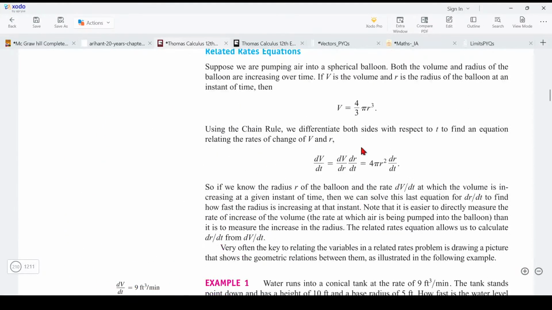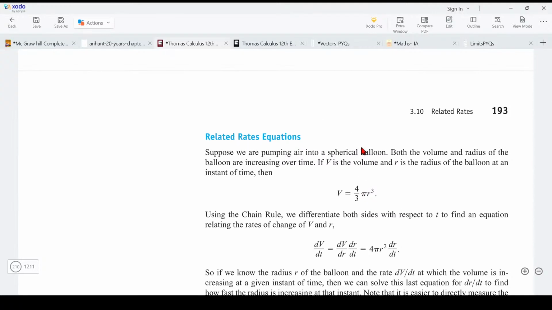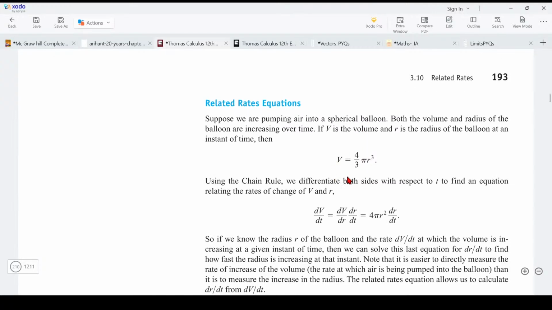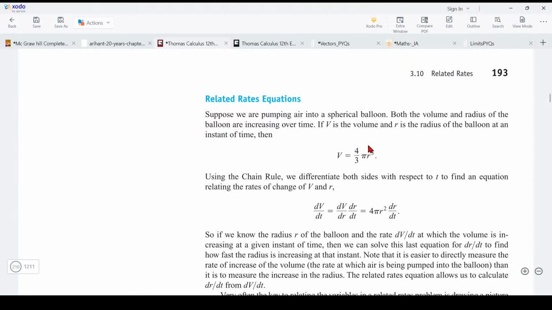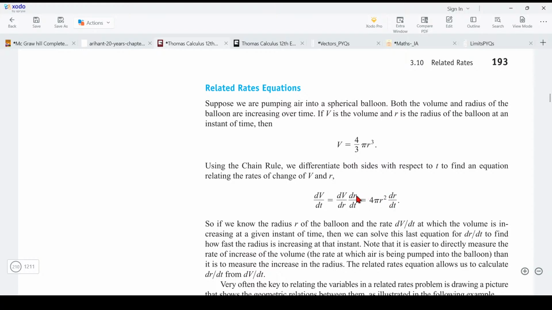Then there is something called related rates. For example, volume of a sphere is 4/3 pi r cube. If r is continuously changing, then volume also will be continuously changing, right? For example, you are inflating a spherical balloon. When the radius is increasing, its volume will also be increasing. If radius is fixed, volume is fixed. But if radius is increasing, volume will increase at a greater rate.